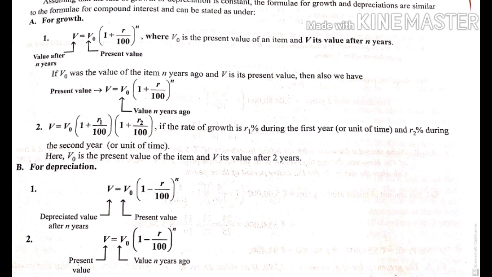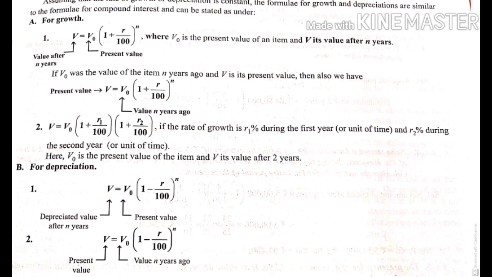Another way, V is equal to V0 (1 plus R upon 100) power n, means here if the value is given from some years before, means in 2002 some value is given, and if you want to find 2020's value, then the present value V is equal to V0 (1 plus R upon 100) power n, means after now the value is V.